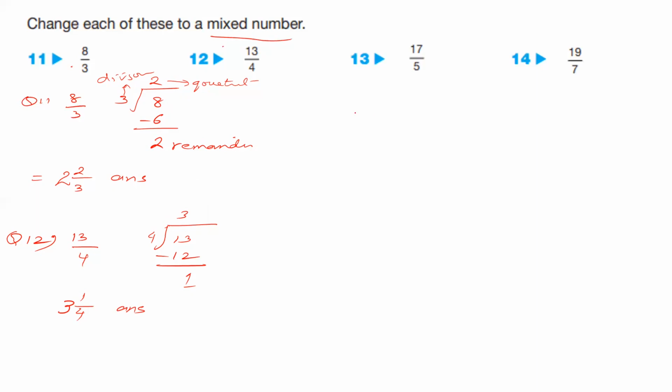Now we come to question 13. 17 upon 5. Same way, put division, 17 inside and 5 as divisor, 5 times 3 is 15. You take away 15 from 17, you get 2.